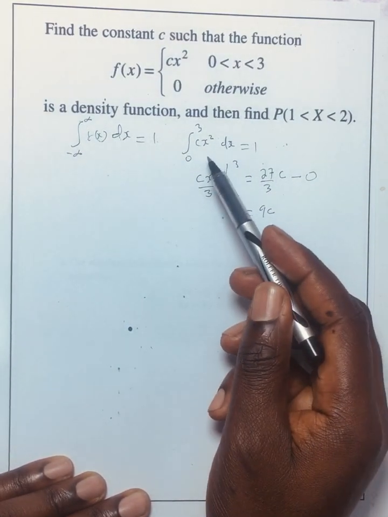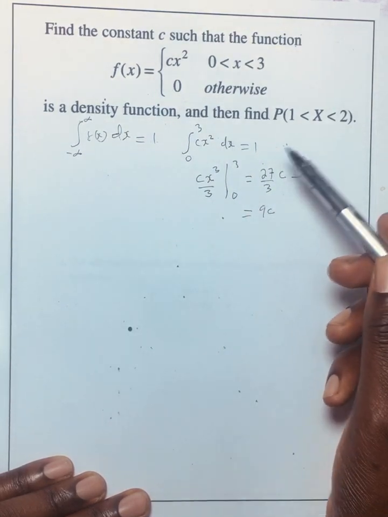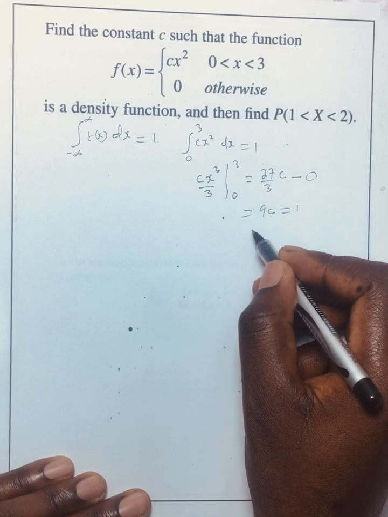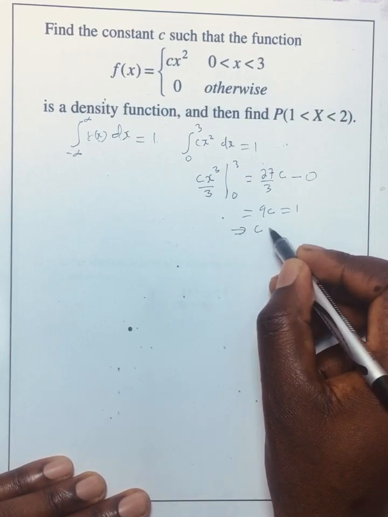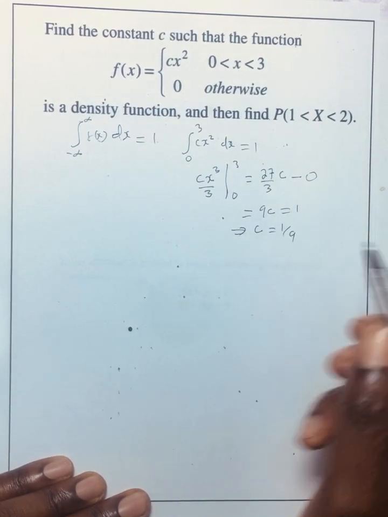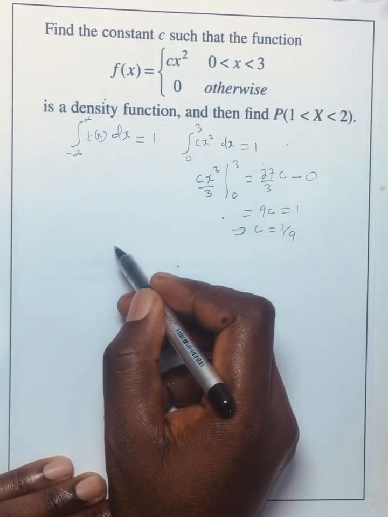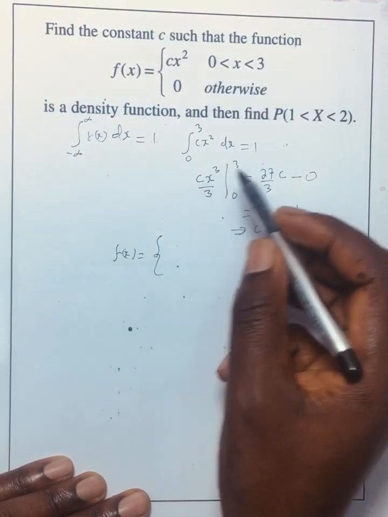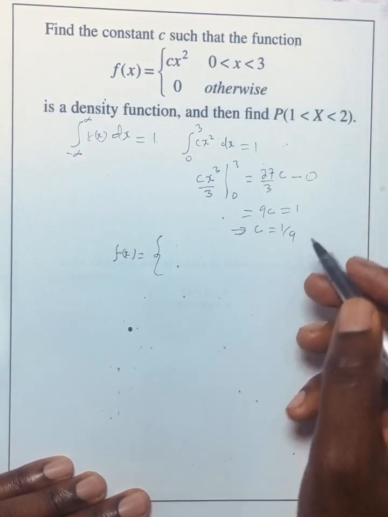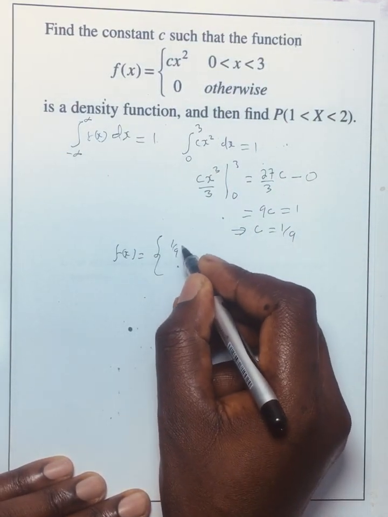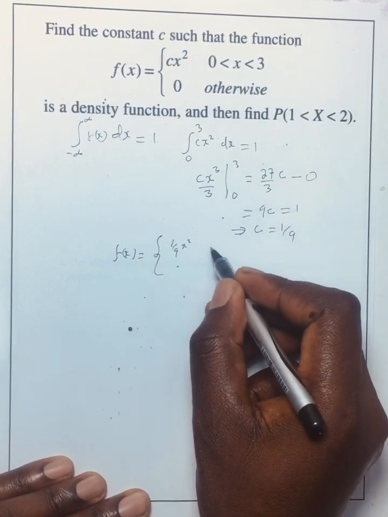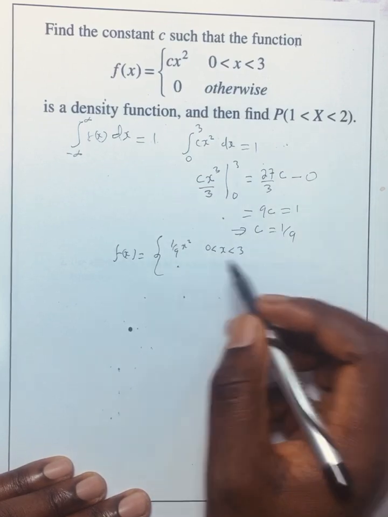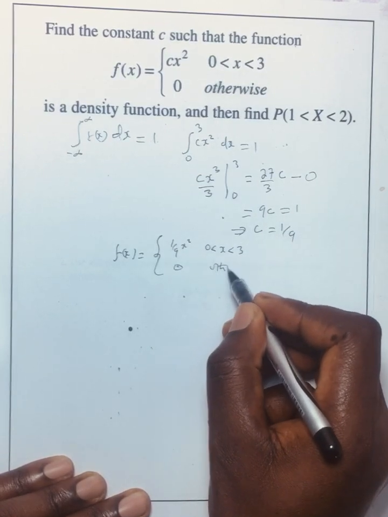And remember, we said that if you integrate that f of x with respect to x, we're going to get 1. So this is equal to 1. So it means that c is equal to 1 over 9. So it means our f of x there, f of x is equal to cx squared. So our c is 1 over 9. So we have 1 over 9 x squared when x ranges from 0 to 3 and 0 otherwise.